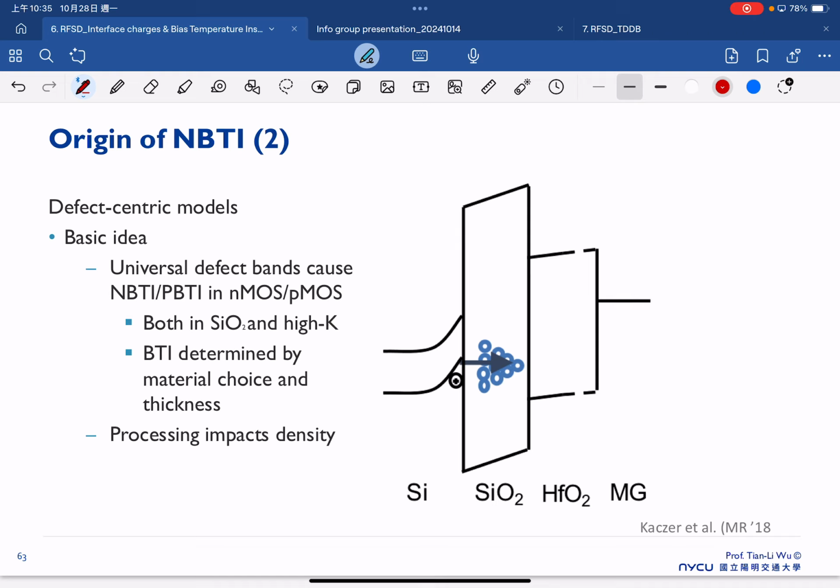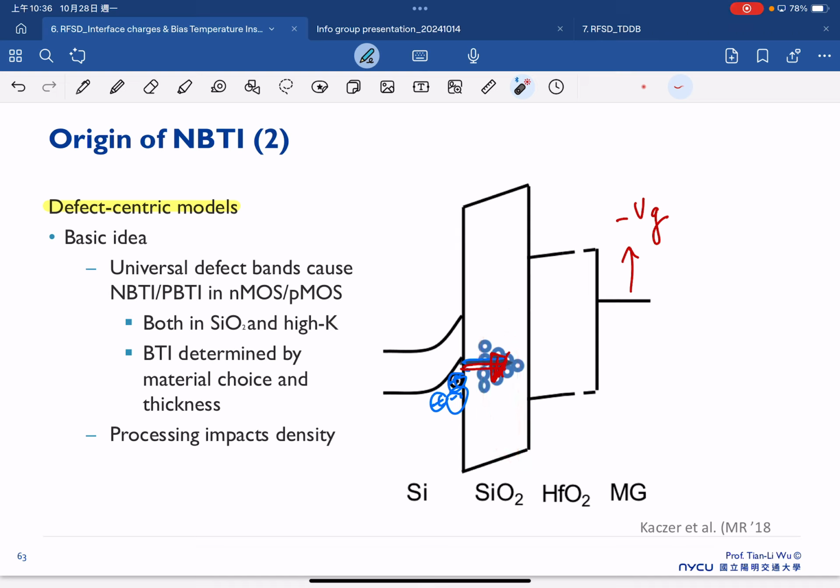And then another thought is that under NBTI, once we apply the negative gate bias, for sure we have hole formation here. The hole can also be injected into the dielectric, right? So this model is more consistent with the concept of what we know from PBTI. This is basically what we call the defect-centric model here. That means as long as we have defects in the dielectric, that can induce BTI, no matter whether it is PBTI or NBTI.